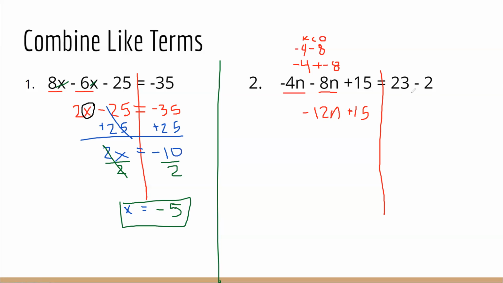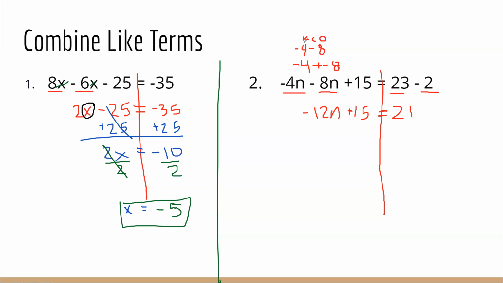On the right side, I can see that this is also not simplified because we've got 2 numbers that are like terms. So I can do 23 minus 2 and get 21. Now it's down to a 2-step equation.